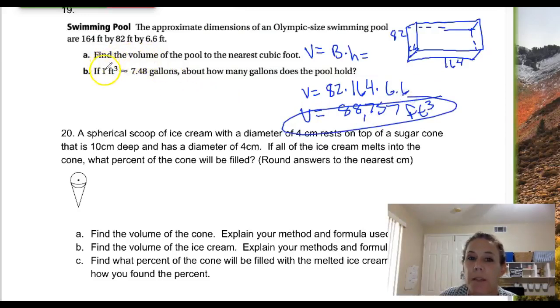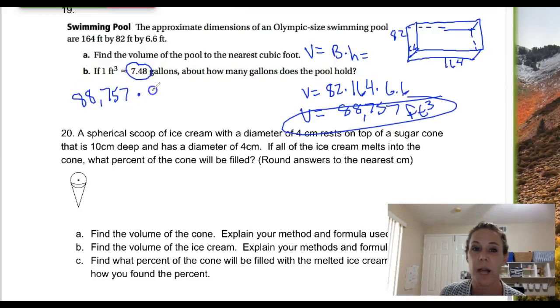Now part B says if 1 cubic foot is 7.48 gallons, about how many gallons does the pool hold? Well, if 1 cubic foot is 7.48 gallons and I have 88,757 cubic feet, I'm going to have to multiply each of those cubic feet by 7.48 gallons. So I'm going to go 88,757 times 7.48 gallons. All right. 88,757 times 7.48, and that's going to give me a really big number.